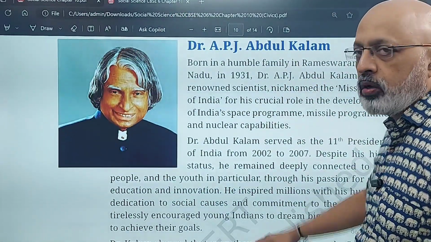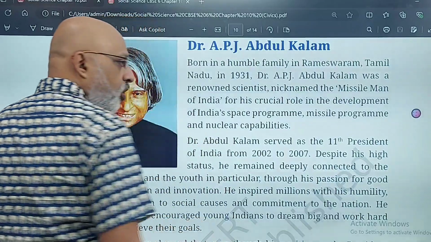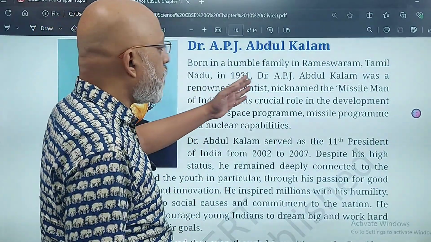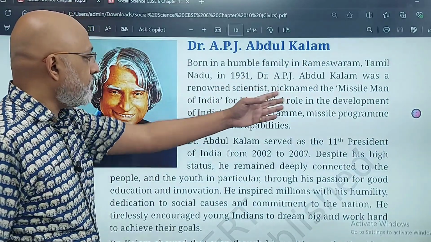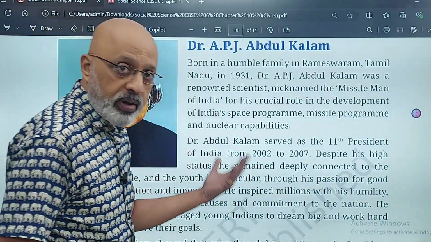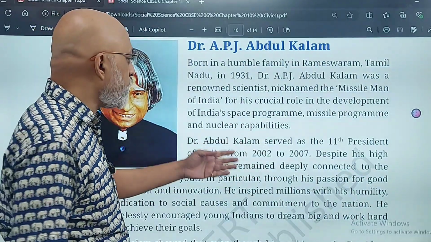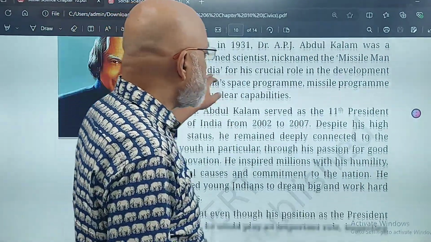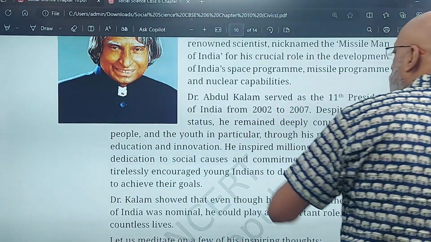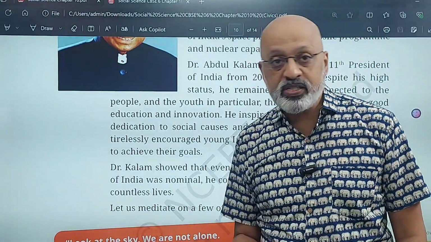Okay, now there's a small bit, one page, about Dr. APJ Abdul Kalam, the former president of India. Now, he was born in Rameshwaram in 1931. He was known as the missile man of India. He was a major nuclear scientist. He played a role in India's space program, missile program, and nuclear capabilities. He served as the 11th president from 2002 to 2007.